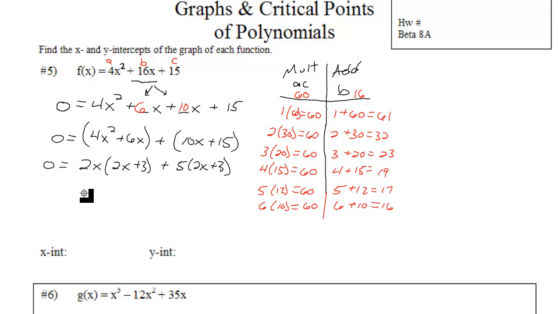Now we have 2 terms left. This is one term. This is the second term. What is the GCF of those 2 terms? What do they both have in common? Well, they both have a 2x plus 3. I think I should color code this for your viewing pleasure.